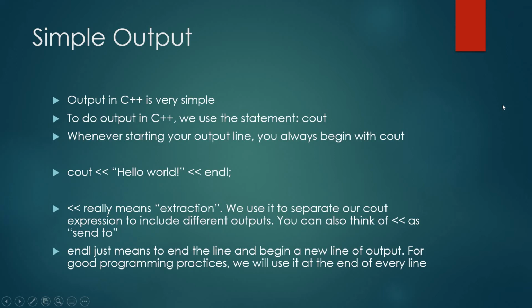Simple output. So this is the part where we can finally see our program come to life. We can really do stuff with it. So output in C++ is incredibly simple. To do output in C++, we use the statement cout. Cout is short for character output. So whenever you start your output line, you always begin with cout, okay?